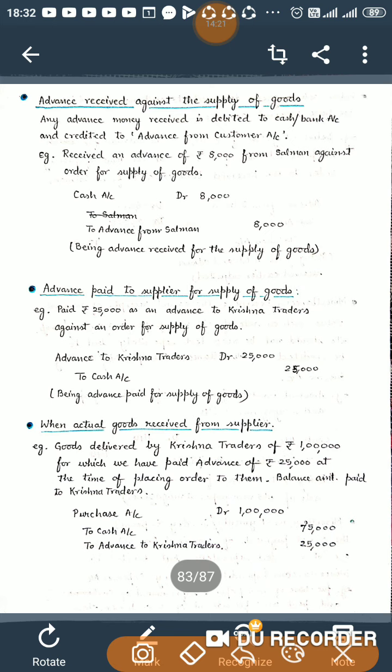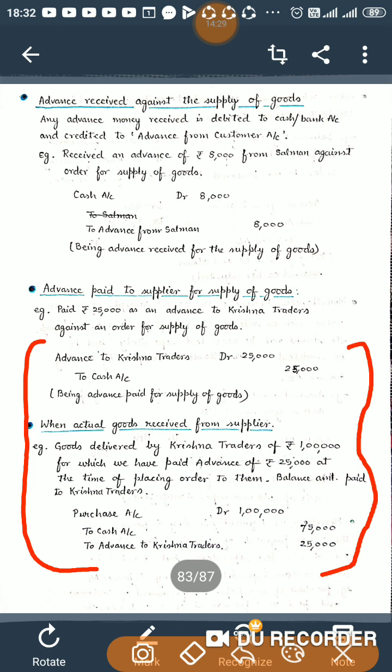If you look at both the entries, if you combine them, suppose you are purchasing goods, it is simply purchase account debited to cash, right? So if you combine this, because it is happening on different dates, first you have paid the advance, then you have received the goods. For that you have to pass two journal entries.